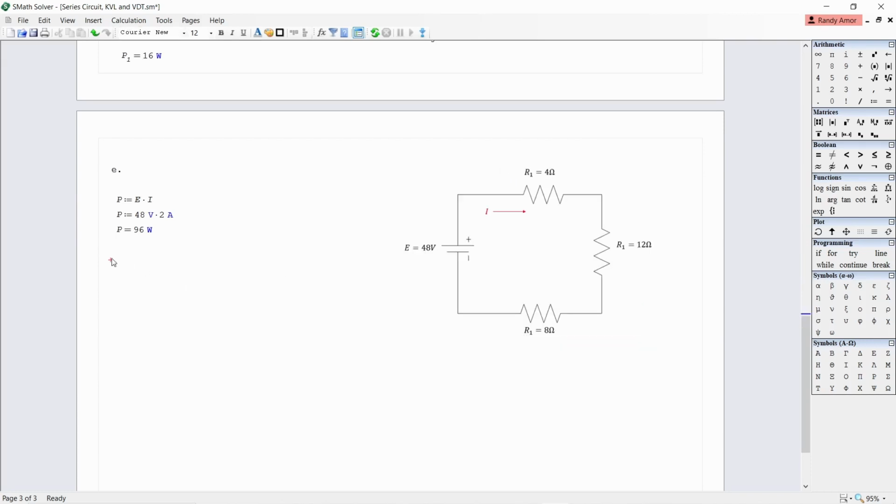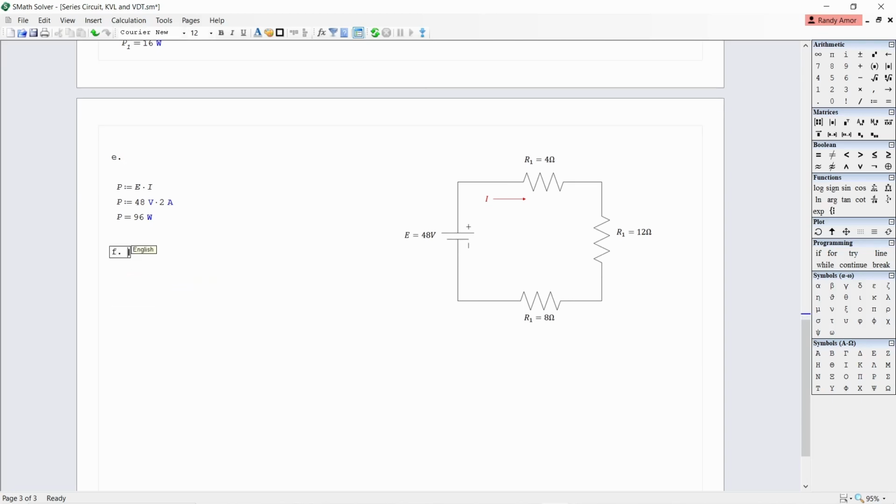And finally, for letter F, the formula for voltage drop Vx across any resistor Rx in any series circuit using the voltage divider theorem is Vx equals Rx over Rt times E, where Vx is the voltage drop across any resistor, Rx is the resistor, Rt is the total resistance, and E is the voltage of the source.